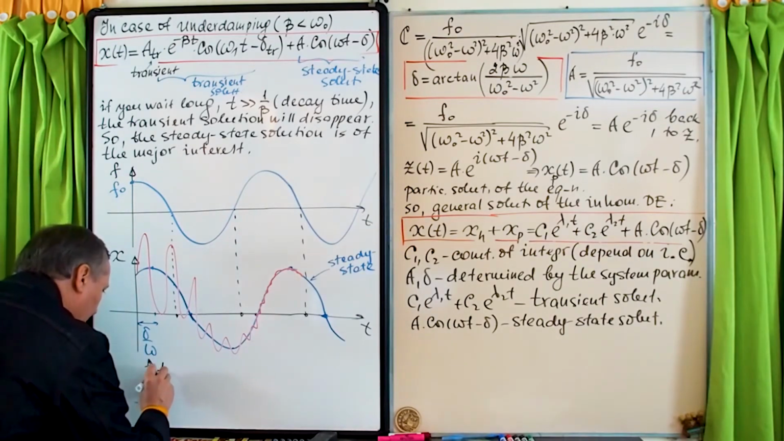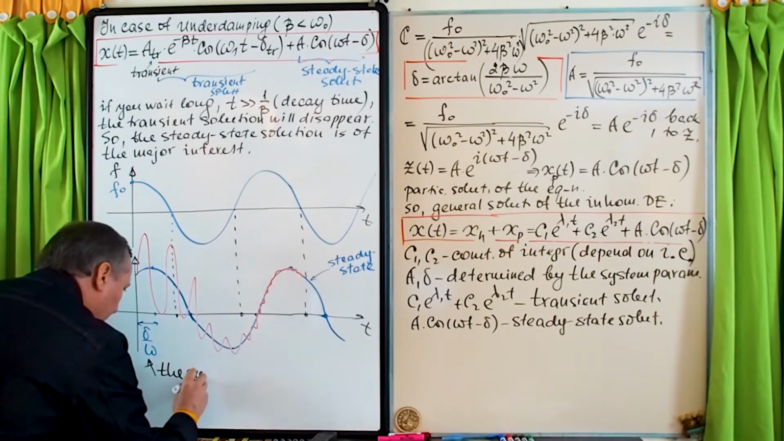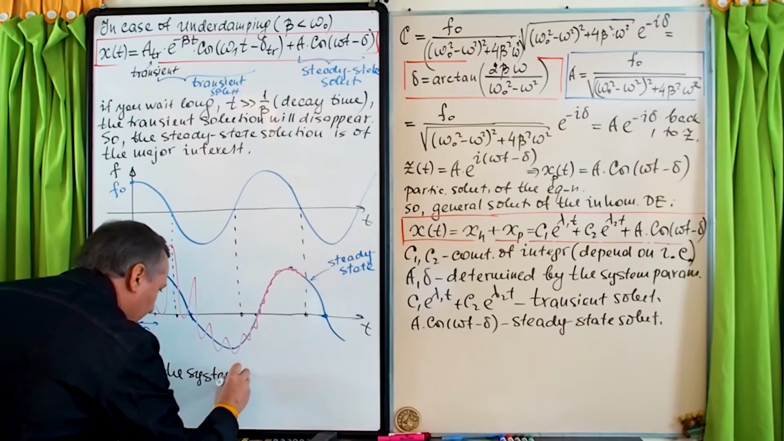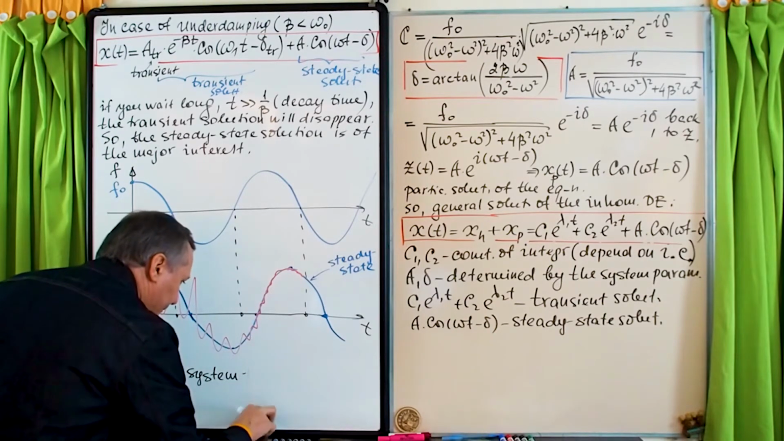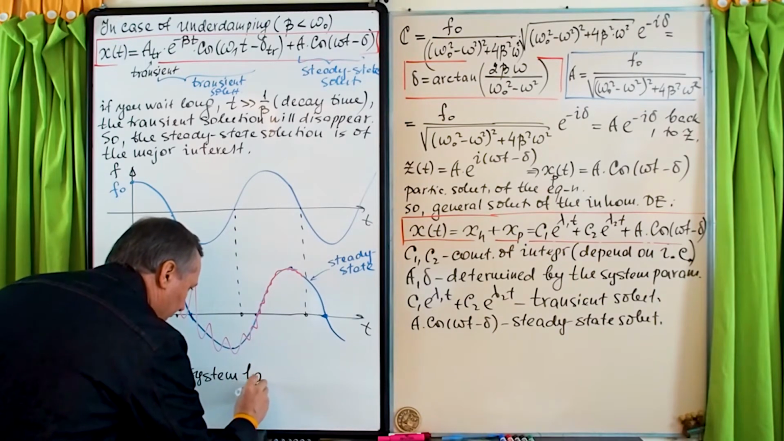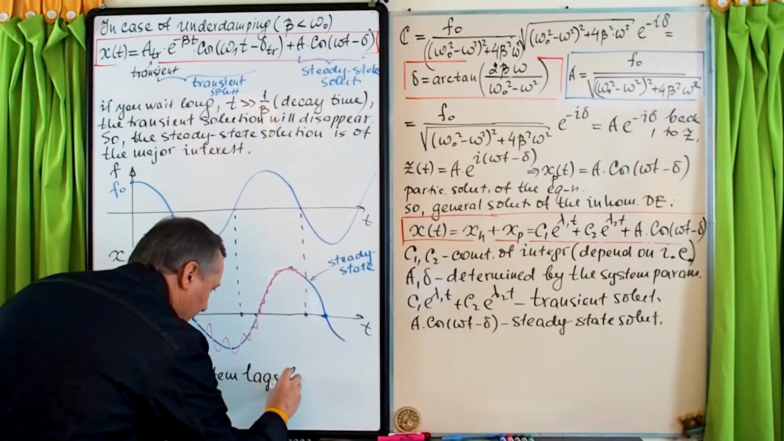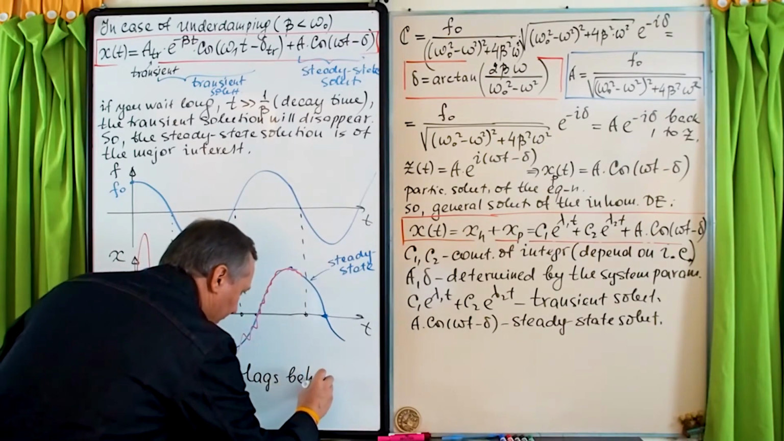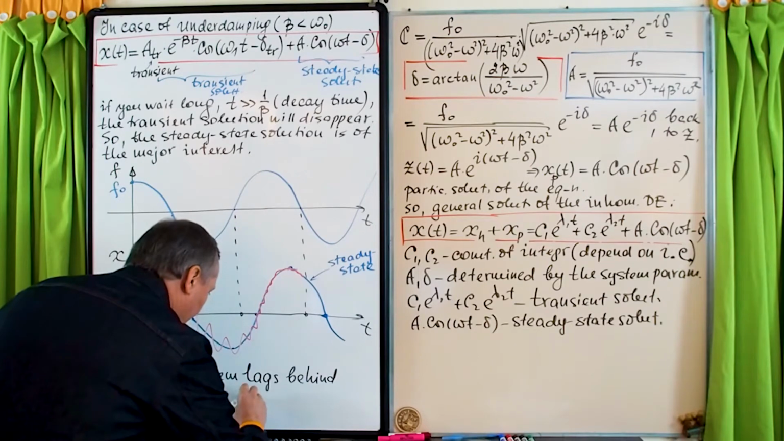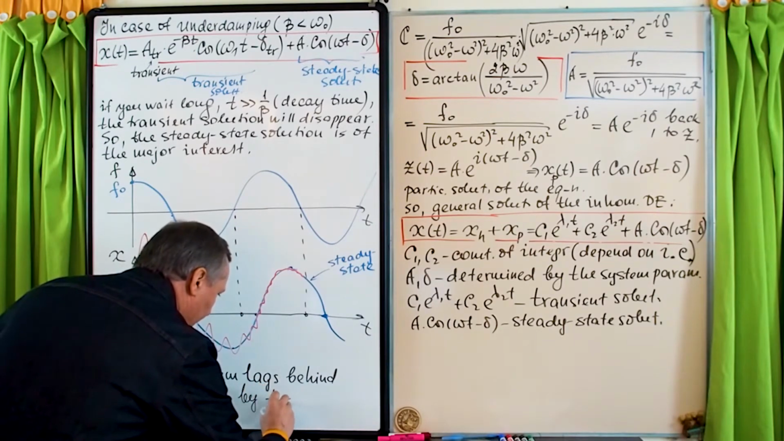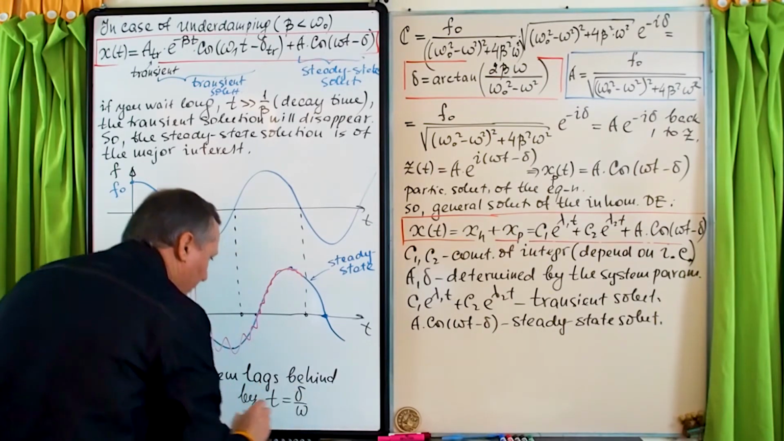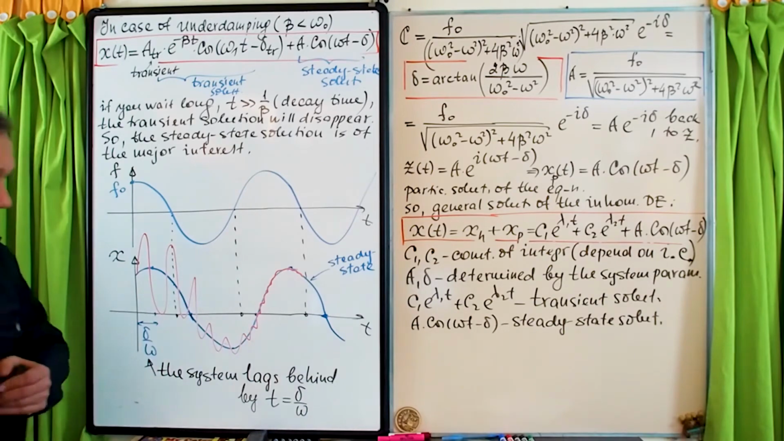So the system lags behind by t equals delta over omega, right? All the time.